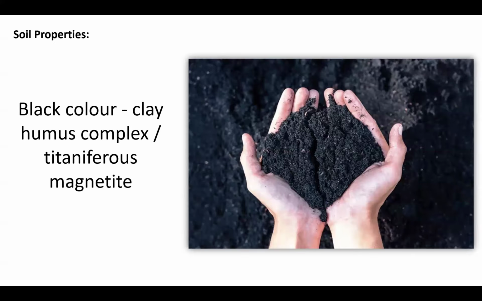Now let us go into detail about this. What are the properties of these soils? The very first property: these black soils are black in color because of the clay humus complex, and there is a famous mineral called titaniferous magnetite in these soils. That's why these soils look black, just as shown in this image.